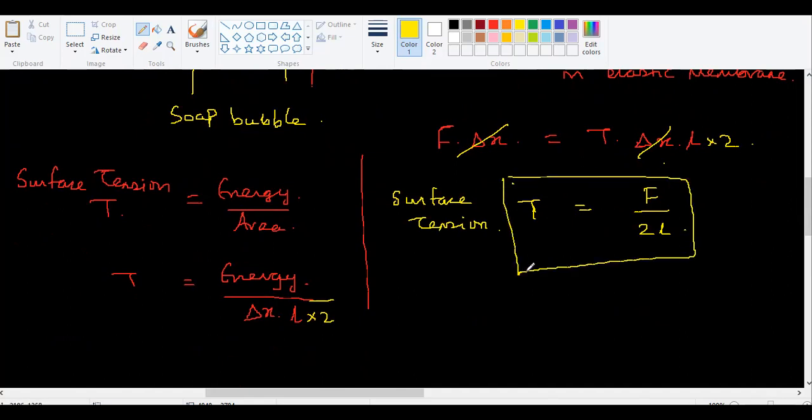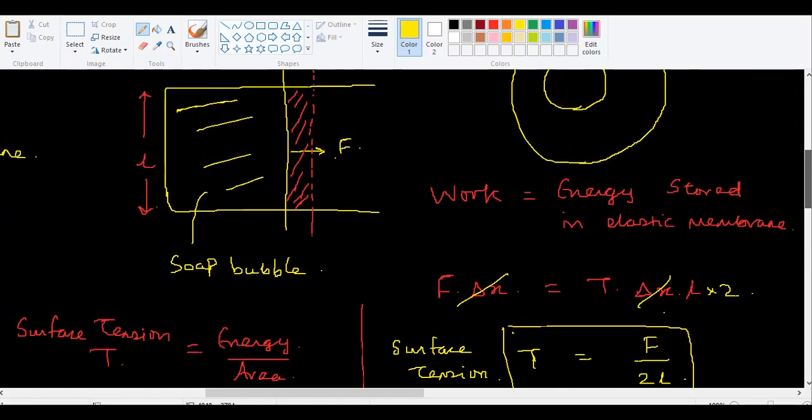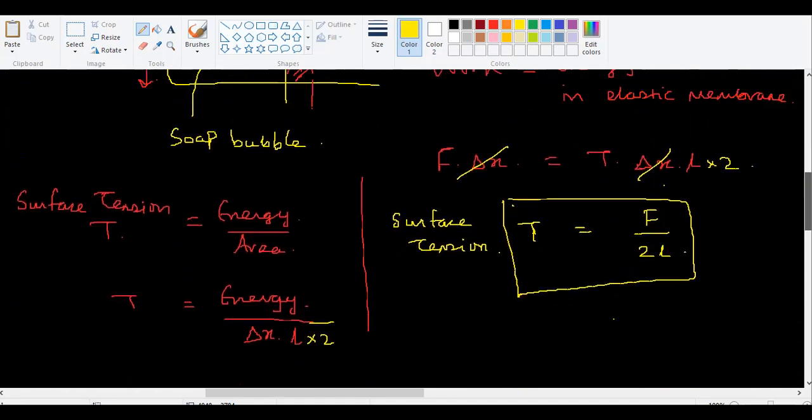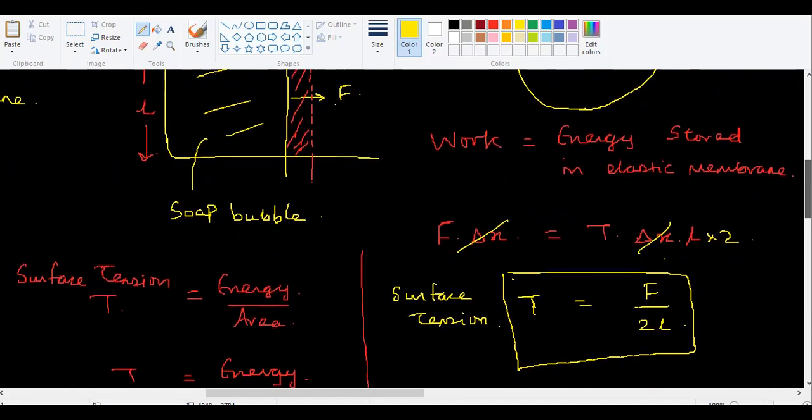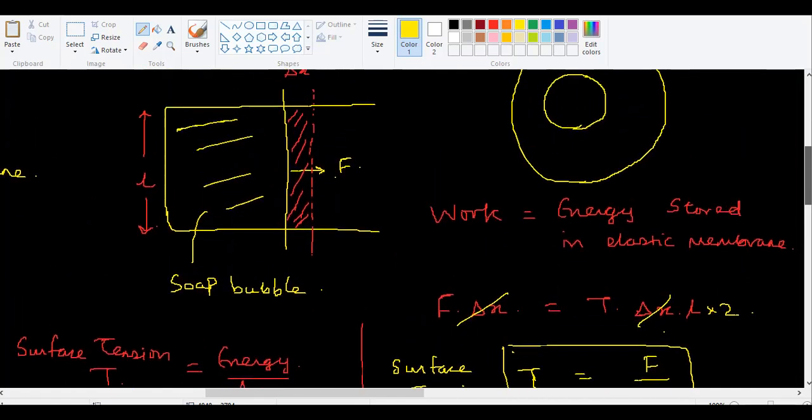That's all. So the work done is stored as energy. If you know this basic principle, you can do the numericals asked in this topic. Again, the underlying principle is that the surface of a liquid acts as though it is an elastic membrane. So make a note, the surface of a liquid acts as though it is an elastic membrane, meaning it can store energy.